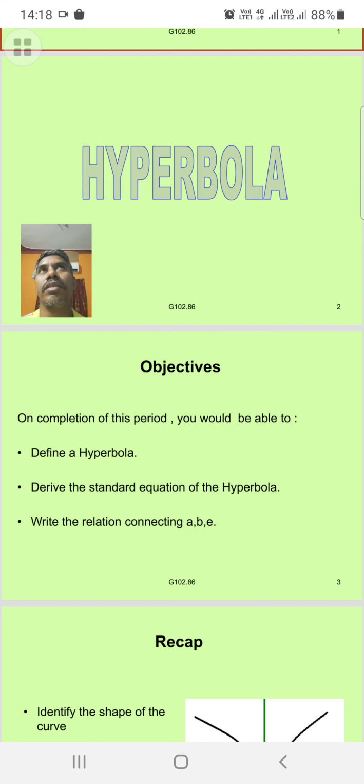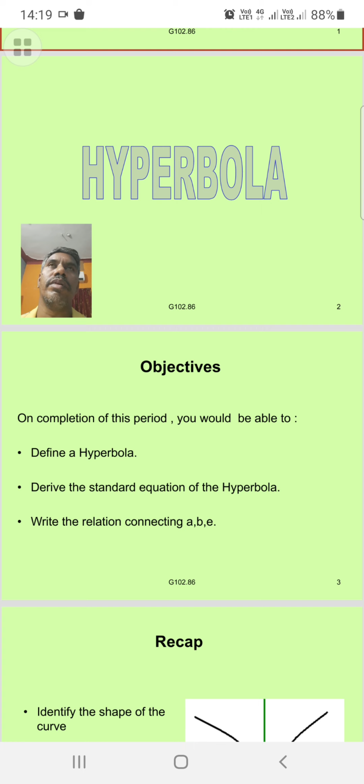Here the ellipse is a closed curve, and parabola and hyperbola are open curves. In parabola, eccentricity equals 1. In ellipse, eccentricity is less than 1. Here, in hyperbola, eccentricity is greater than 1.